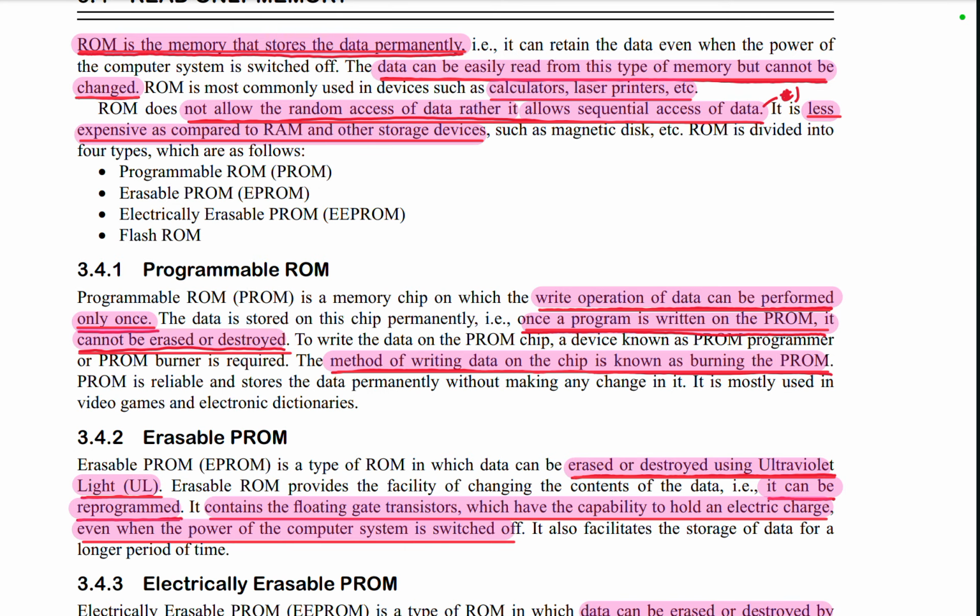ROM types are programmable ROM, PROM, erasable PROM, electrically erasable PROM, and flash ROM. In programmable ROM, the write operation of the data can be performed only once. Once a program is written on the PROM, it cannot be erased or destroyed. The method of writing data on the chip is known as burning the PROM.